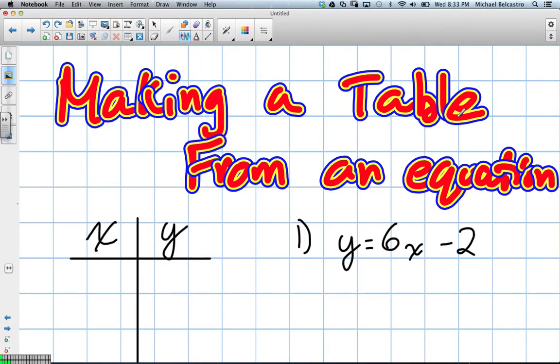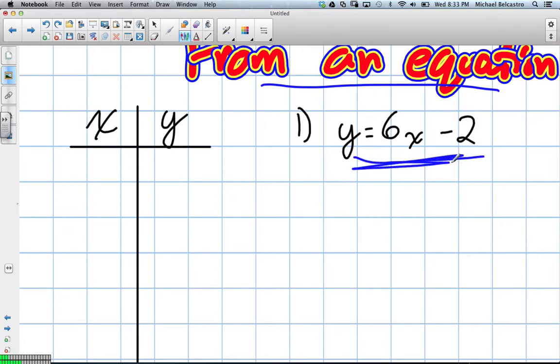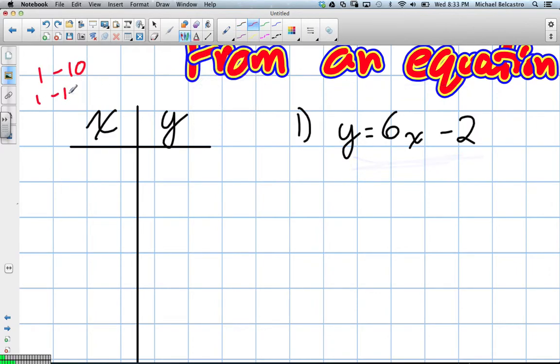So we're going to go over making a table from an equation. Here's our linear equation here. And they've asked us to make a table, and they can give us many different things. They could say, go from 1 to 10. They could say go from 1 to 100 by 10s, okay? We don't really know what they want yet.